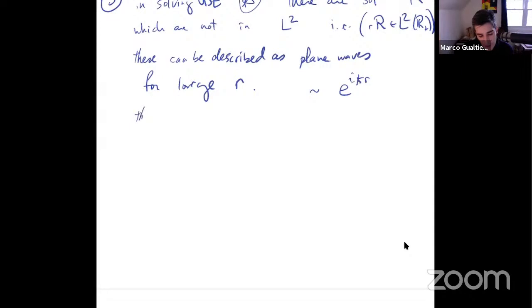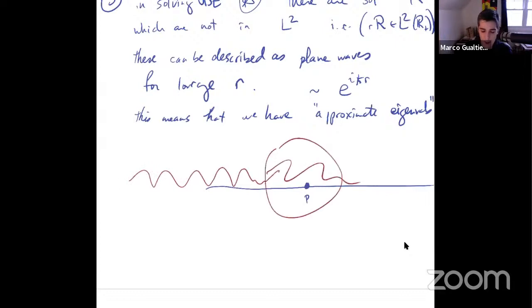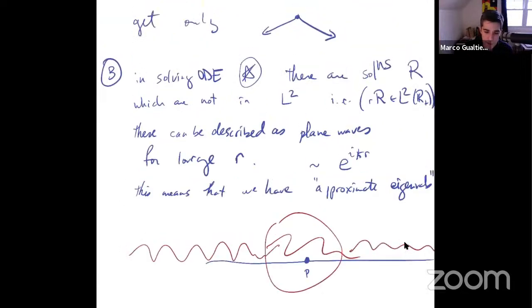This means that we have approximate eigenvalues. What do I mean by that? Imagine that you have this plane wave. The proton is here, and then you have this wave function, and we don't know what's happening here, but very far away, it looks like a plane wave. And these solutions have positive energy.